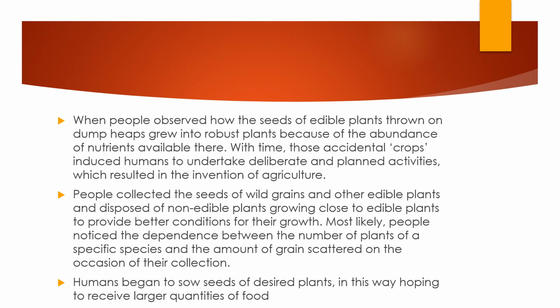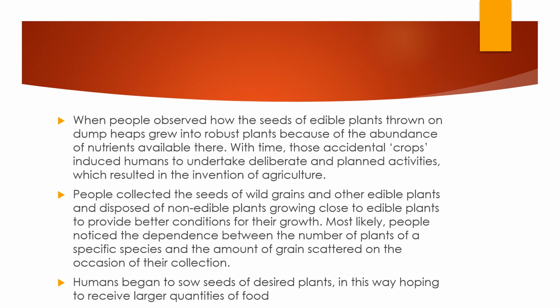When people observed how the seeds of edible plants thrown on dump heaps grew into robust plants because of the abundance of nutrients available there, they would follow that process. With time, those accidental crops induced humans to undertake deliberate and planned activities, which resulted in the invention of agriculture.